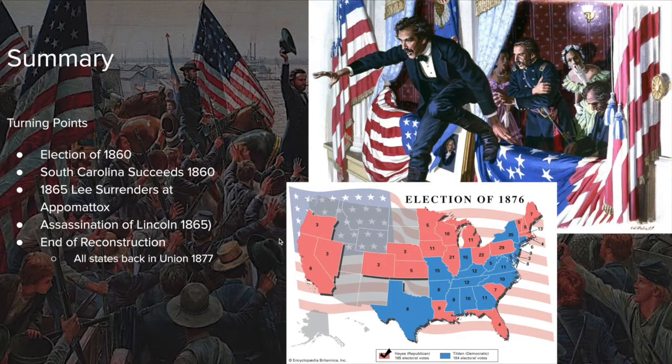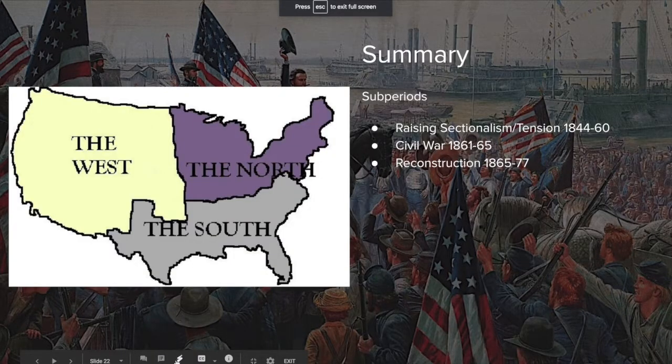Now, subperiods, this unit is unique because we have 3 pretty clearly drawn subperiods. The rise of sectionalism and tension up to 1860, where the North, the South, and the West are going to develop their own cultural identities, as the College Board would call it. We have the fighting of the Civil War, 1861 to 65, and then after that we have Reconstruction up until 77, so we have 3 distinct sub-periods.